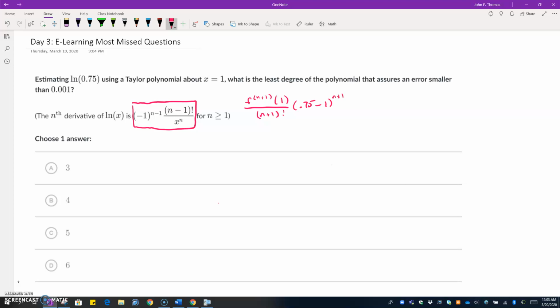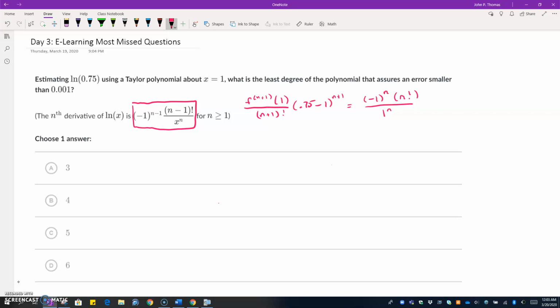Given this problem gave us a formula for the nth derivative, we're going to rewrite that as a formula for the n plus 1 derivative by plugging n plus 1 in for each of the n's. So I have negative 1 to the n plus 1 minus 1, which is n, times n plus 1 minus 1, which is n factorial, over x to the n. And in this case, that x is 1 if we're evaluating it at the center. So we're going to start there.